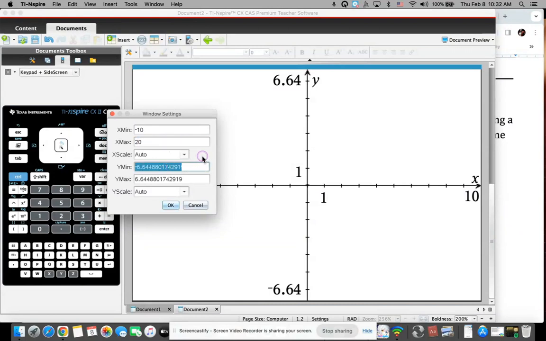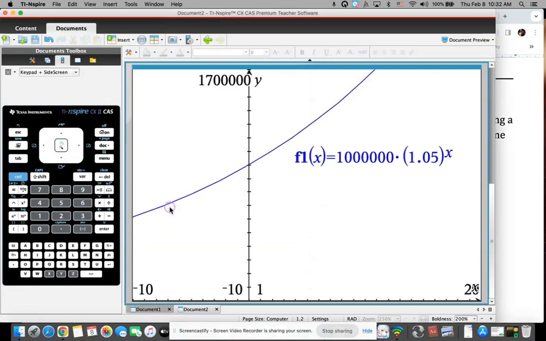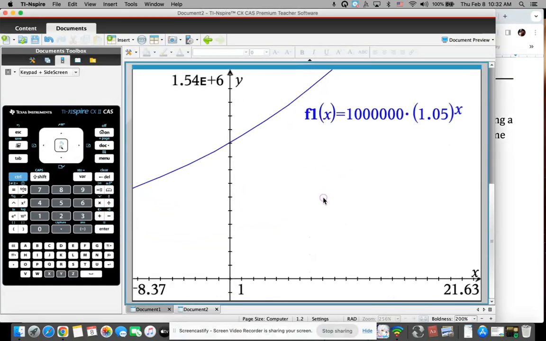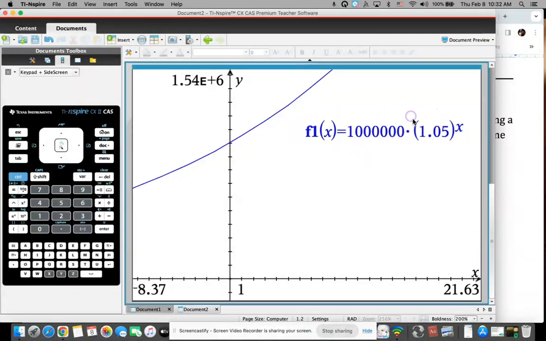The y window is really the one that you got to pay attention to in this case, because we started with $1 million and we're going up to 1.5 million. So I'm just going to go ahead and make this like 1,700,000, something like that, so I can see. Let's see. See, there's my graph. I can see what's going on now. So you have to just logically think about what your numbers are so you can see it.